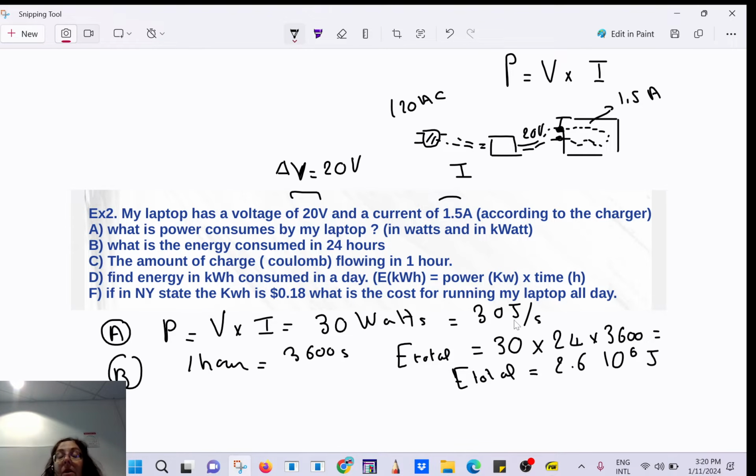So joule per second, so 30 watts. So when you buy, for example, a laptop, sometimes it will give you the voltage and the watt and not the current. Or it will give you the voltage and the current and not the watt. So now you know how to do it, okay? So 30 joule per second, you have 3600 seconds in 1 hour, and you have 24 hours. Is that right? Okay, so the amount of charge flowing in 1 hour.